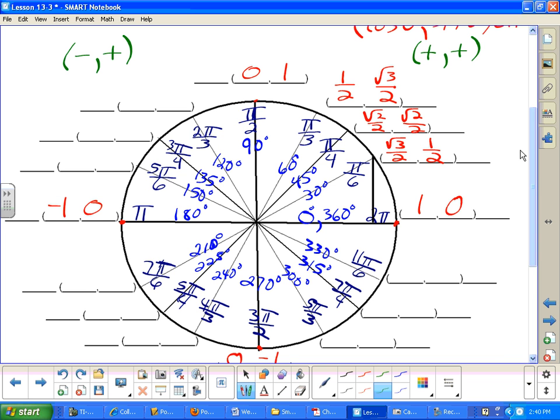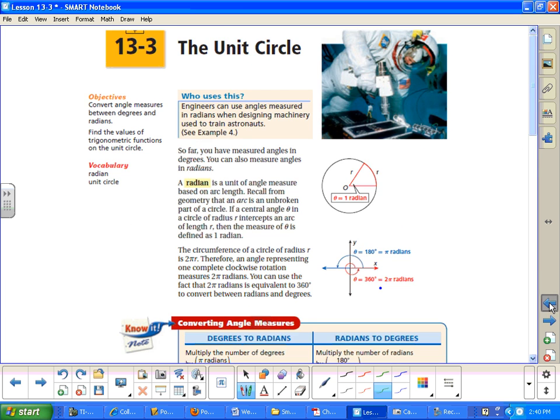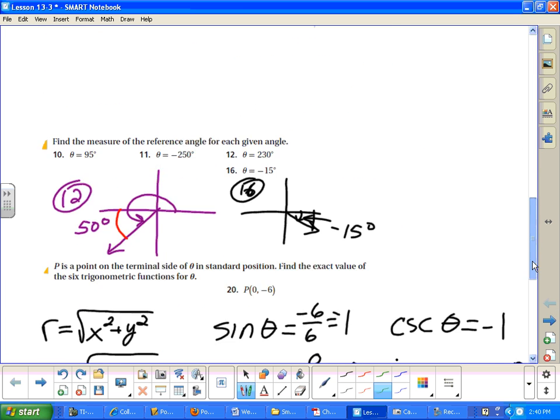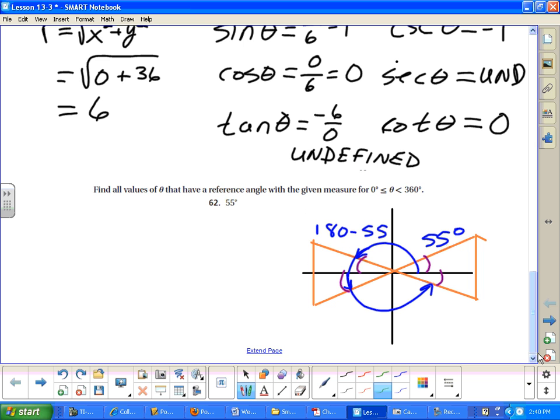Okay. So we talked about reference angles, right? And I drew this nice, lovely chart down here that looks kind of funny. But this all applies to what we're going to be doing, because the coordinates are going to be the same except for the change in signs.